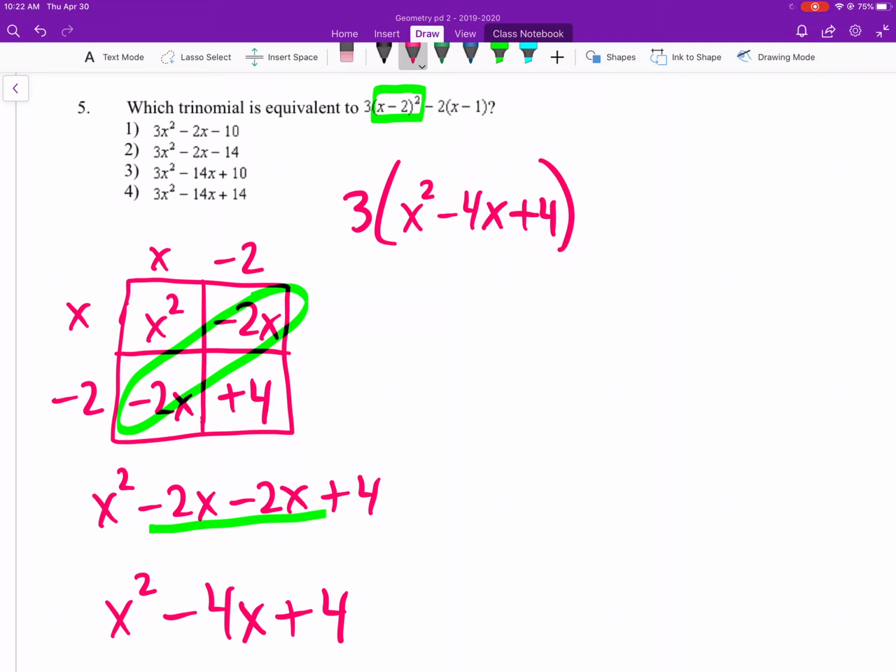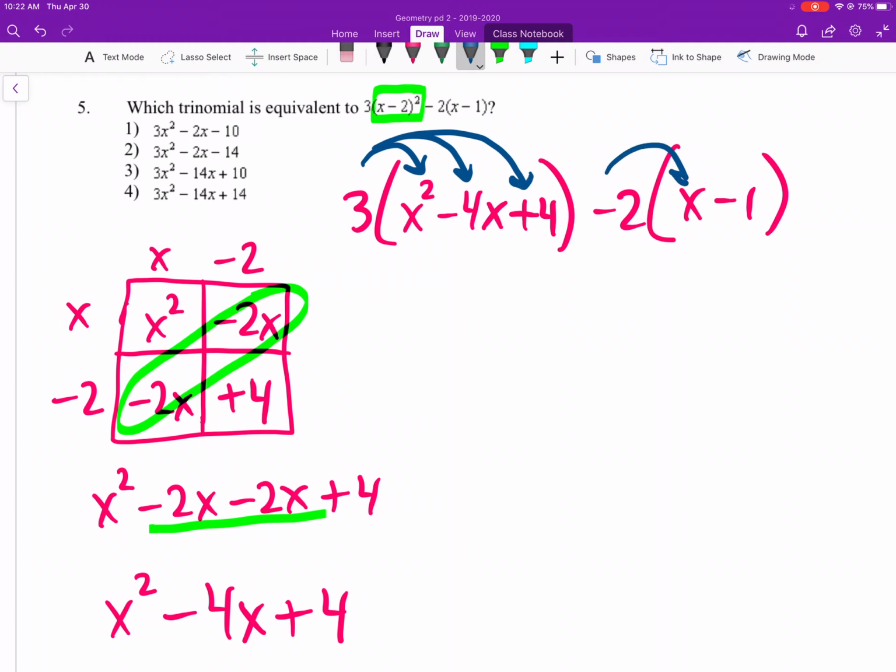And then we also have minus 2 in front of an x minus 1. So you have a few instances of distributive property. The 3 has to hit all 3 of these pieces here, and the negative 2 has to hit the 2 pieces of the binomial. Keep in mind at any point you can definitely pause the video. So now, 3 times x squared is 3x squared.